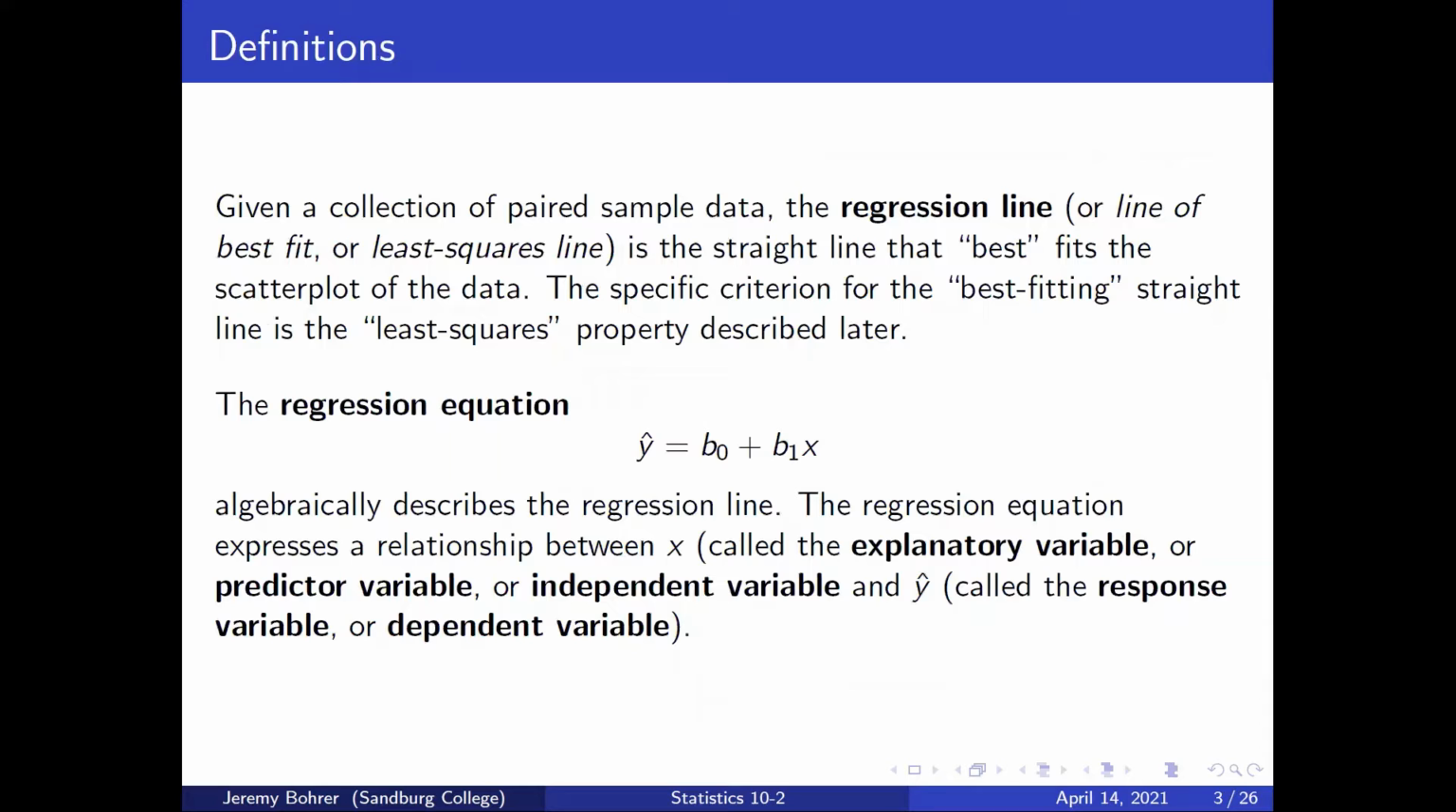Given a collection of paired sample data, the regression line, or line of best fit, or least squares line, is the straight line that best fits the scatter plot of the data. The specific criterion for the best fitting straight line is the least squares property described later on. The regression equation, y hat equals b naught plus b1x, algebraically describes the regression line. The regression equation expresses a relationship between x, called the explanatory variable, predictor variable, or independent variable, and y hat, called the response variable or dependent variable.